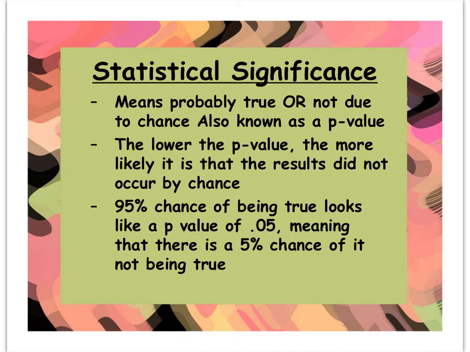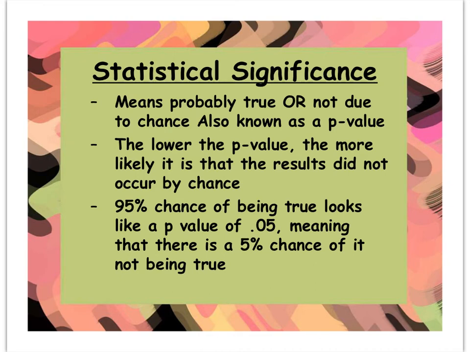If I say something is statistically significant, I'm not saying it's important. It may be quite unimportant, actually. But what I'm saying is that it's probably true, or my findings are not due to chance. So when I'm isolating my variables, I think I've located what it probably is. I've probably found it. And this is going to be called a p-value. What you want is as low of a p-value as possible. The lower the p-value, the more likely it is that the results you're looking at did not occur by chance.